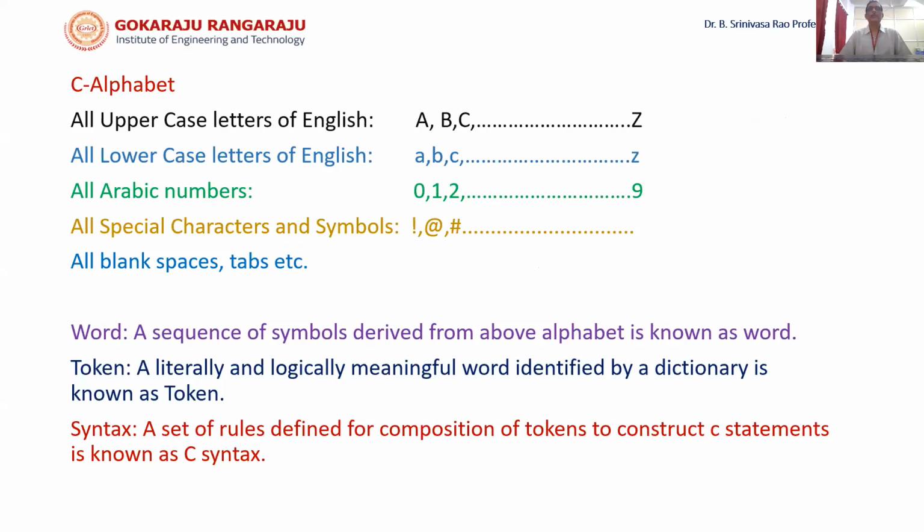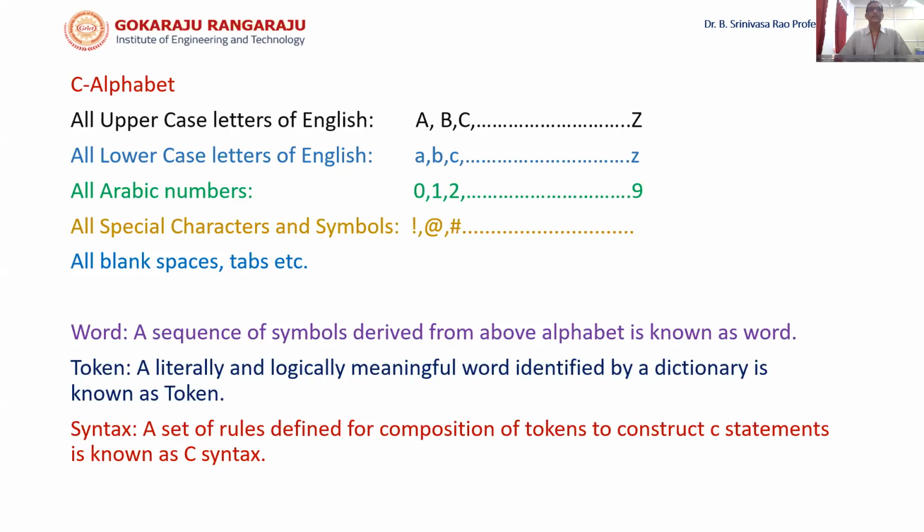Now, for any language, alphabet is a very important concept. C programming language also has an alphabet as shown here. All uppercase letters of English, capital A to capital Z; all lowercase letters of English, small a to small z; all Arabic numbers, all special characters and symbols, all blank spaces, tabs, etc. are part of the C alphabet.